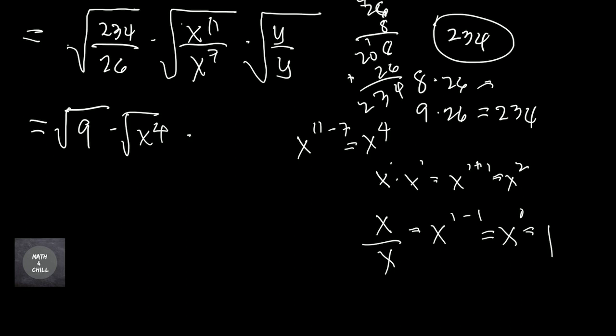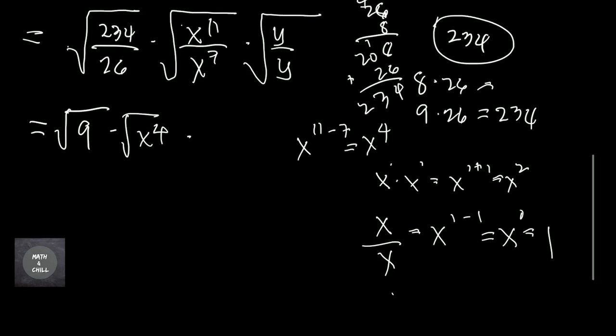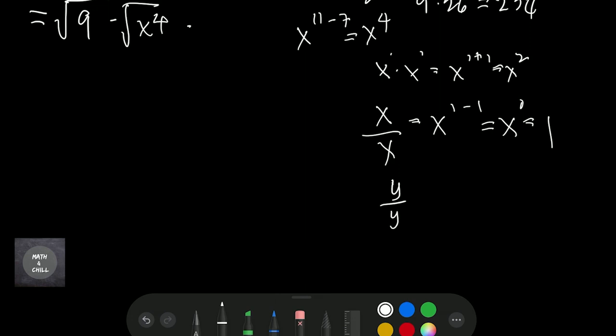Times y over y. I-divide nato na siya, mao na siya y divided by y is equal to y raised to 1 minus 1, is equal to y raised to 0, is equal to 1. So any number or any variable raised to 0 is equal to 1. So mao na siya ang square root of y over y, mahimo na siya ang one.